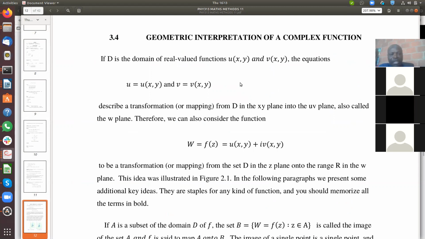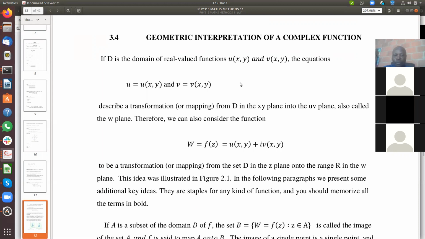So geometric interpretation of a complex function. In this case now, just be attentive. I will try as much as possible to simplify this aspect so that you can grab the concept. Once you grab the concept, to solve problems here will not be difficult. So what we're trying to say is that when we started discussing complex number, we started by trying to express complex number in terms of real and imaginary. And we defined that in the real part, you have x, while in the imaginary part, we have what? Y.